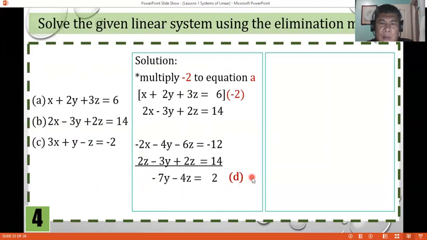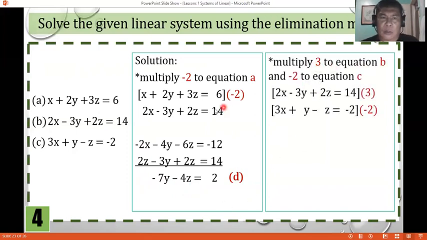This is our equation D. Let us mark this as equation D because we have new equation, Y and Z. Nadagdagan ng equation natin, hindi ibig sabihin hihirap tayo. Nadagdagan nga na wala naman ng isang variable. So, kumukunti siya.